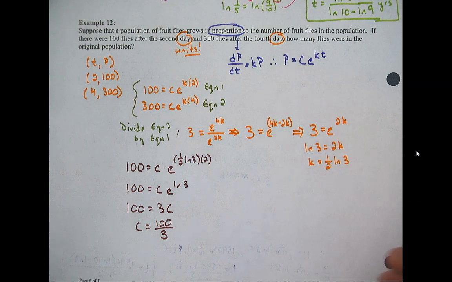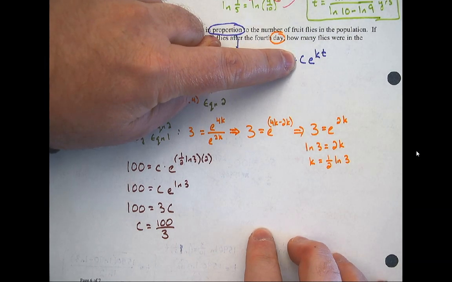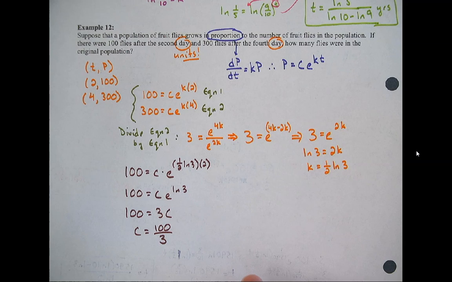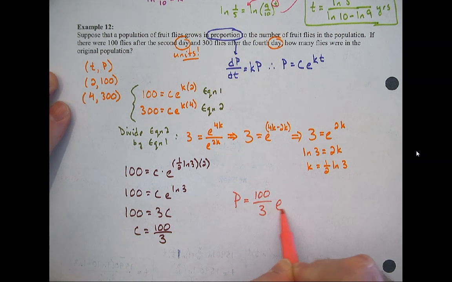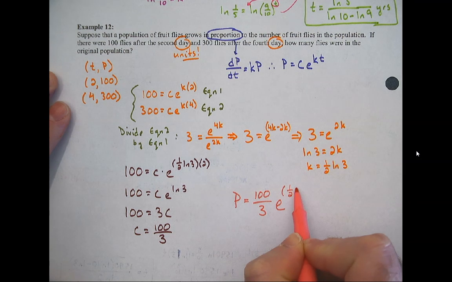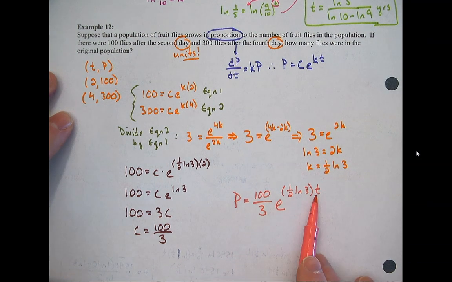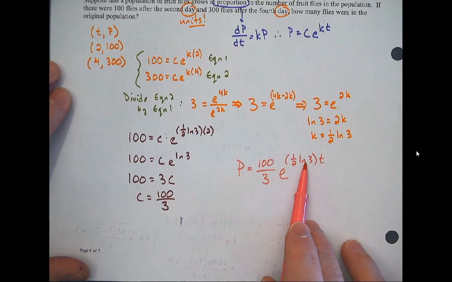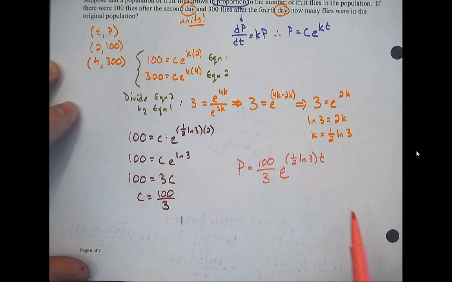Okay, well, that could be the end of the story, right? We could stop there. Because remember, if you have this relationship, C stands for your initial condition. If you wanted to, you could write the whole equation up. The whole equation would look something like this. Population is equal to 100 over 3 times e to the 1/2 natural log of 3 times t. There's my equation, but then plug in time 0. That would become 0, e to the 0 would become 1, so our population would be 100 over 3.